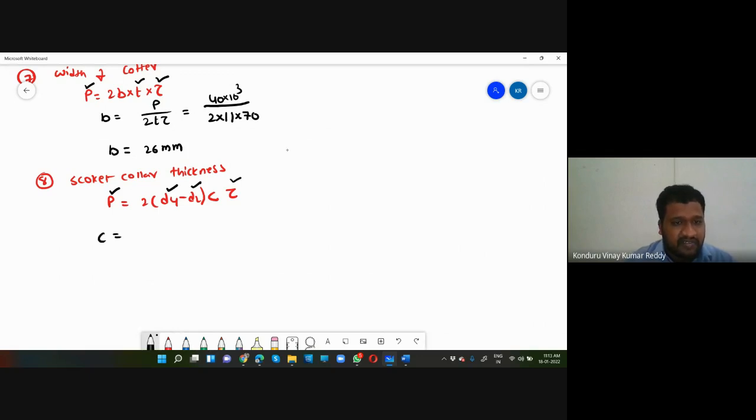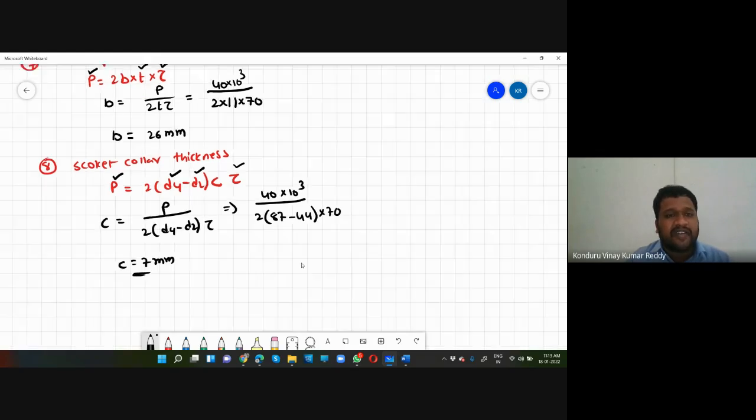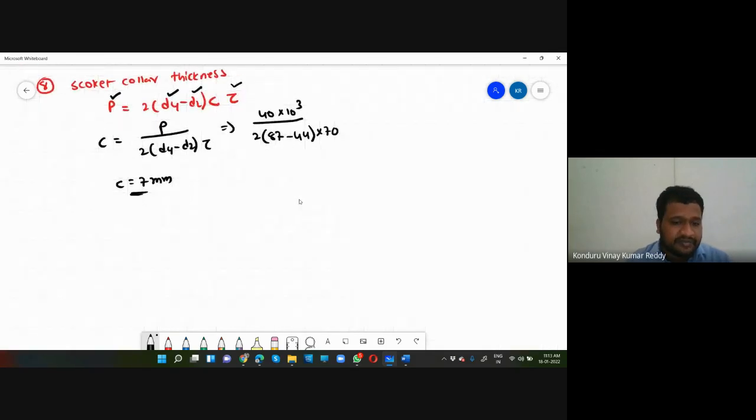Thereby C is equal to P by 2 into (D4 - D2) into shear stress, which implies 40 into 10 to the power of 3 by 2 into (D4 is nothing but 87, D2 is nothing but 44) into shear stress is nothing but 70. Thereby, C is equal to 7 millimeters.